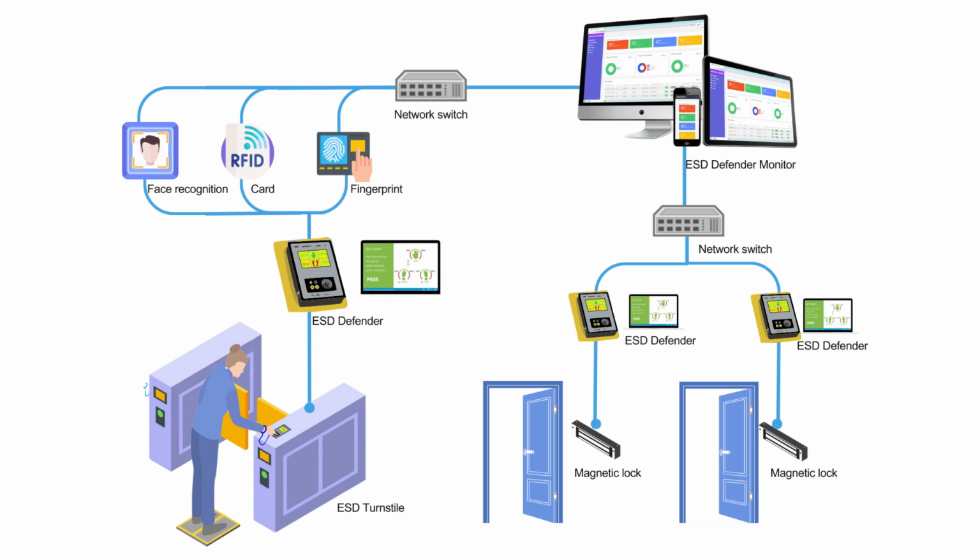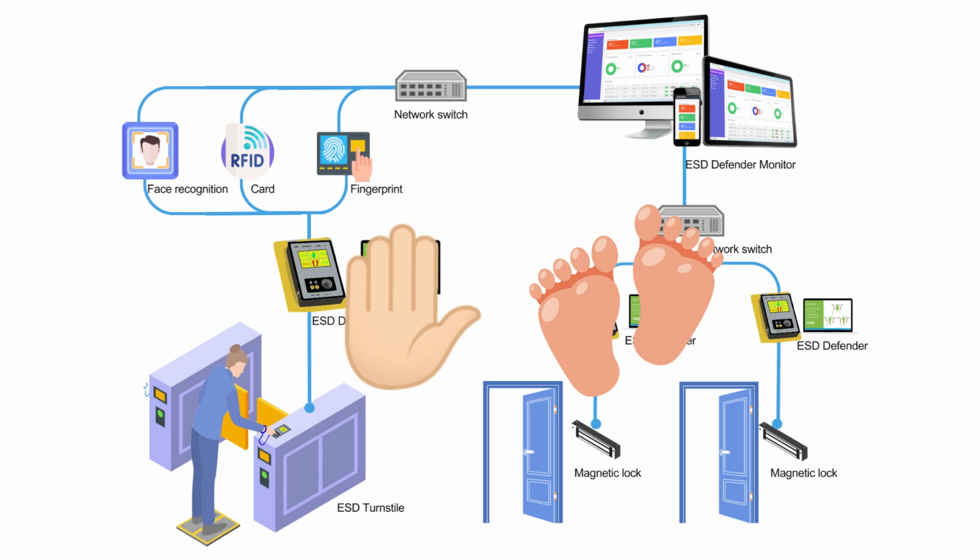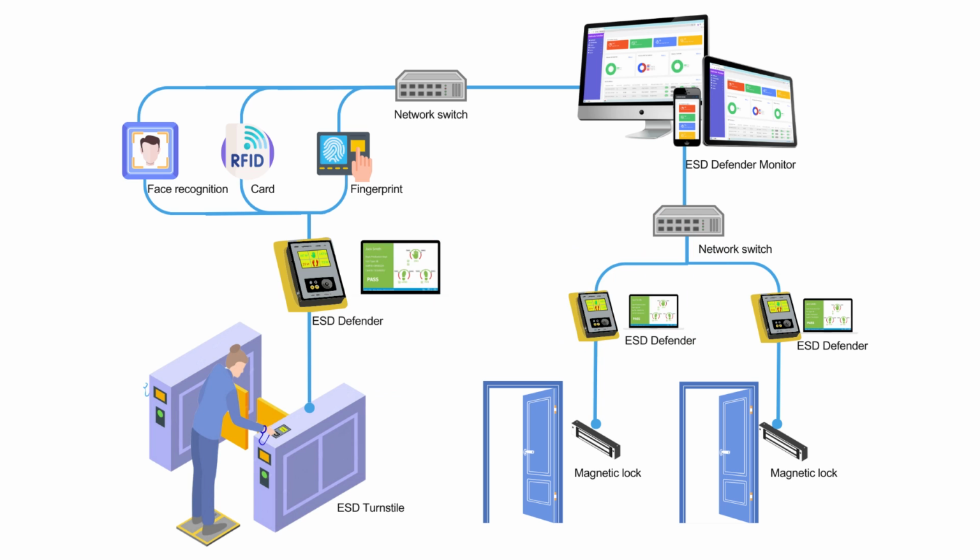Once his credentials are verified to be authorized, the individual is prompted to perform an ESD test. This includes checks on both his wrist strap and footwear. If the ESD test passes, the turnstile gate unlocks, granting access. Otherwise, it remains securely locked if the test does not meet the standard.